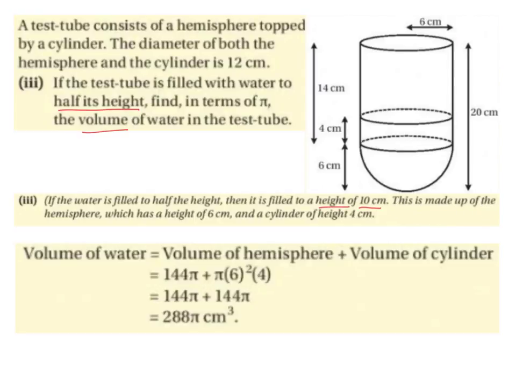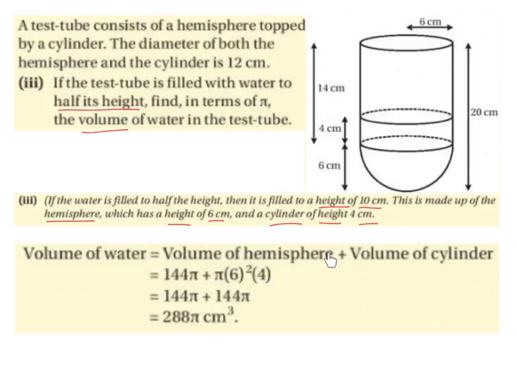This is made up of the hemisphere, which has a height of 6 centimeters, and a cylinder, which has a height of 4 centimeters. So the volume of the water will be the volume of the hemisphere plus the volume of the cylinder that has a height of 4 centimeters.